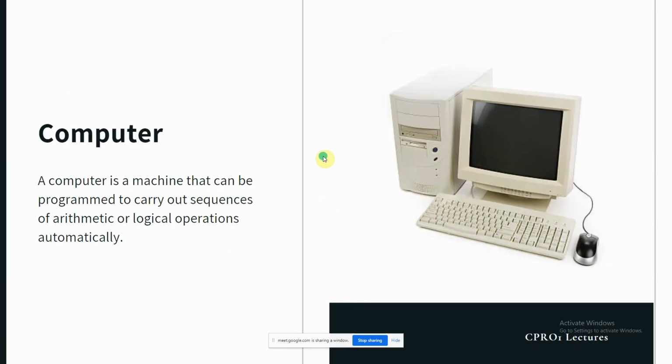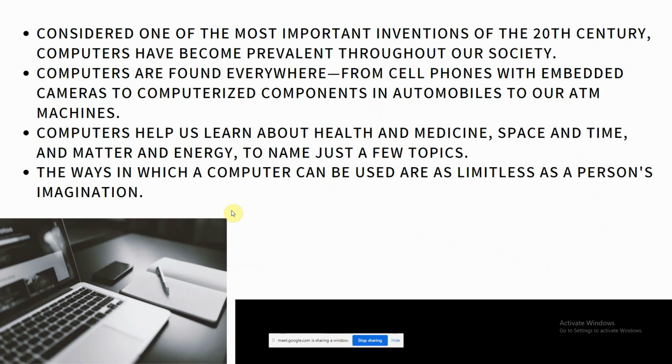So by its basic definition, a computer is a machine that can be programmed to carry out sequences of arithmetic or logical operations automatically. And it is considered as one of the most important inventions of the 20th century and has become a prevalent icon or item throughout our society.